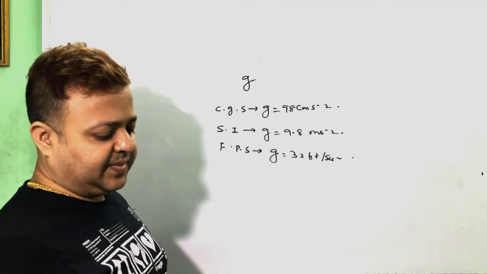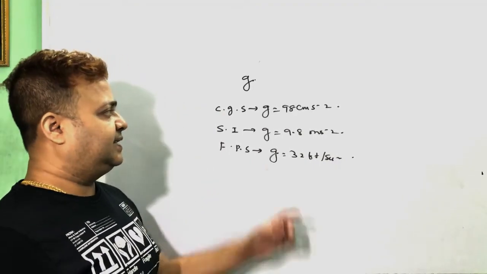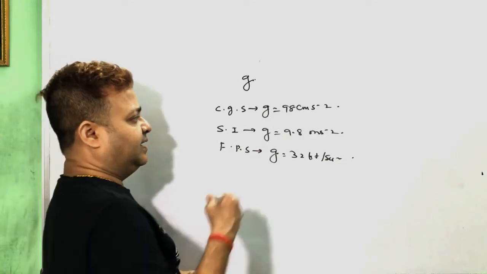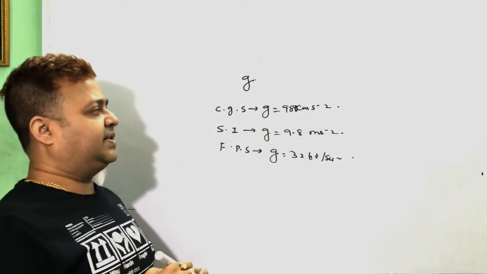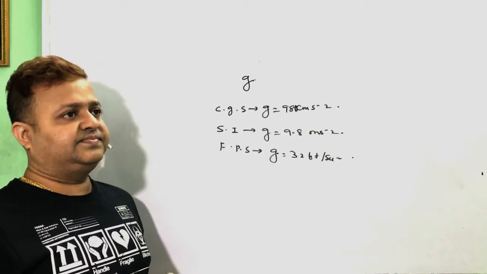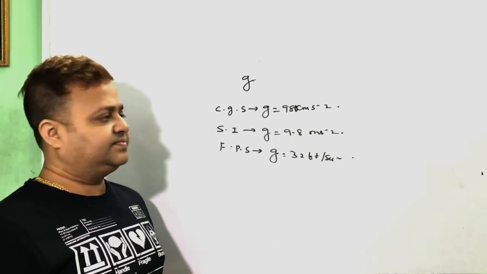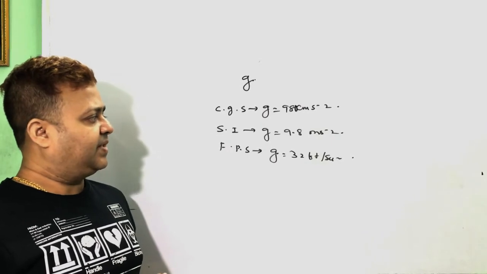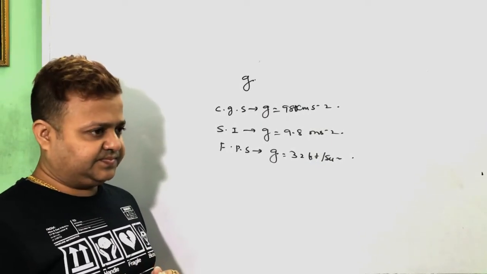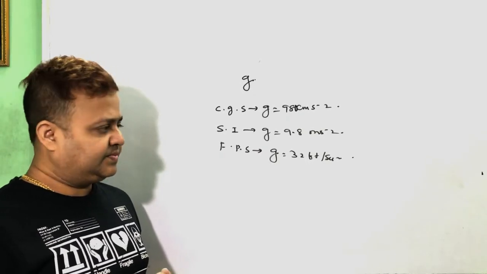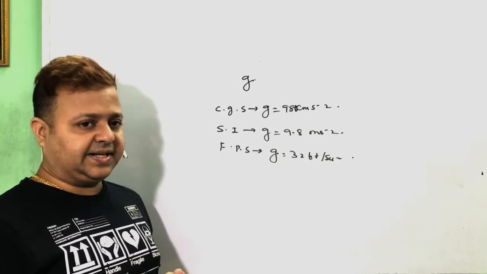It is generally denoted by small g. In the CGS system, 980 centimeter per second square. In the SI system, 9.8 meter per second square. And in the FPS system, 32 feet per second square.